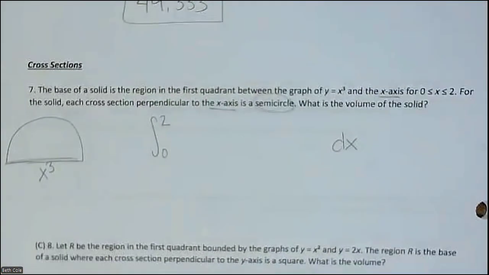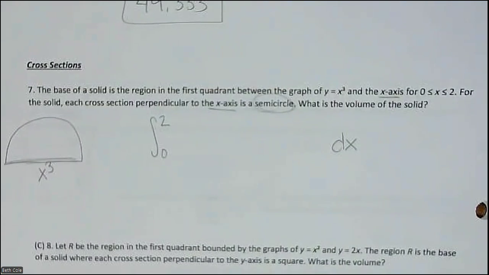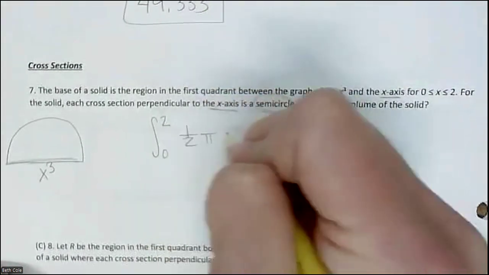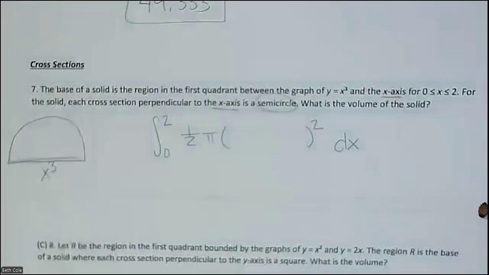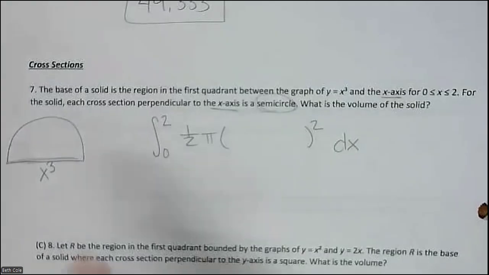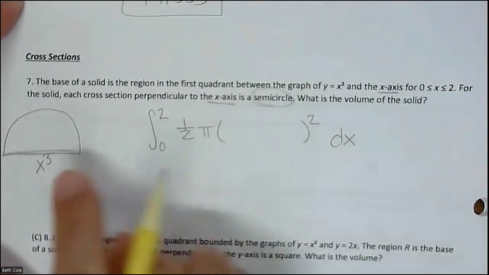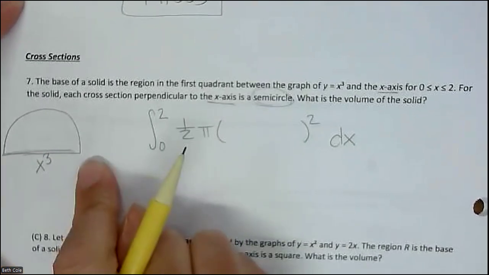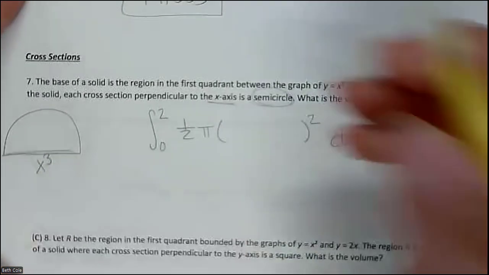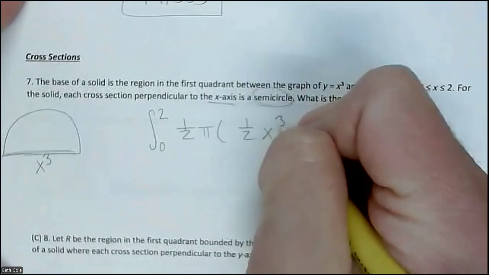Leave a big gap. Now what goes in there is the area of your shape. So how do you do the area of a semicircle? Perfect. 1/2 pi r squared. Now here's the most commonly missed thing: people take this x cubed and just put that right in there. That's the diameter. You need radius. So it's half of that.